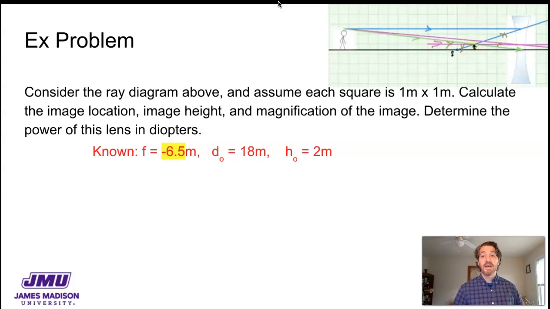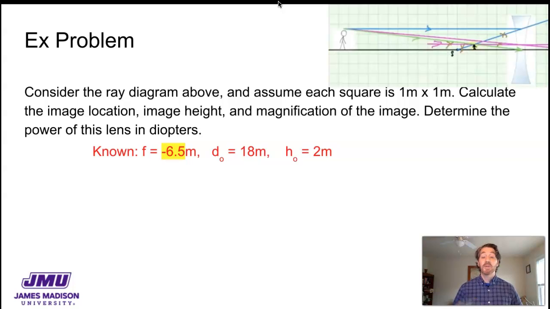These other two values I obtained by, again, counting the squares. So the object, the stickman in this case, is initially 18 meters from the center of the lens, and the stick figure is 2 meters high. So I'm asked to calculate the image location, the image height, the magnification, and the power.